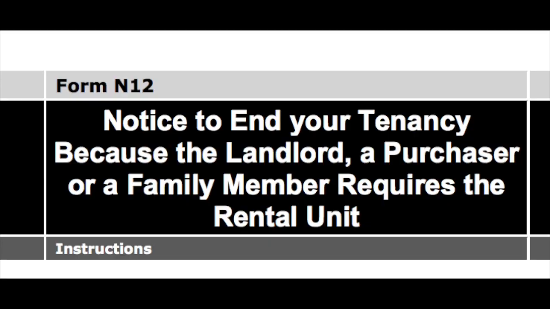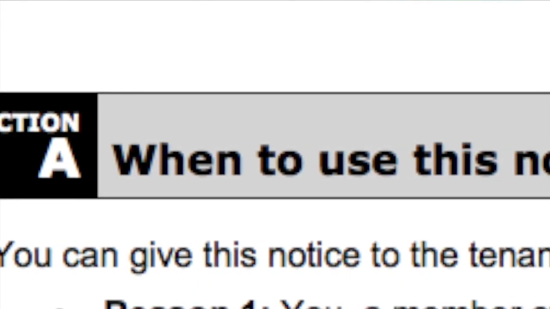Now let's talk about the alternative, which is probably the more likely form that you're going to need to use, and that is the N12. The N12 is a notice to end your tenancy. So it would be when the purchaser decides that they're going to move into the property and you've got the property under contract. You would fill out this form and it basically says, hey, tenant, we are going to be ending your tenancy because we have sold the property and the new purchaser is moving in. So let's look at this form together, okay? Section A, when to use this notice.